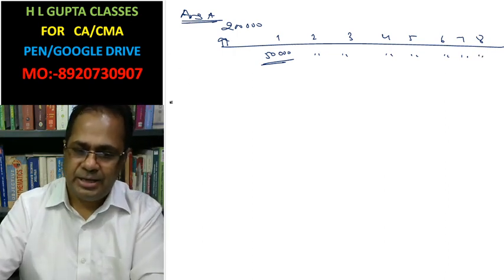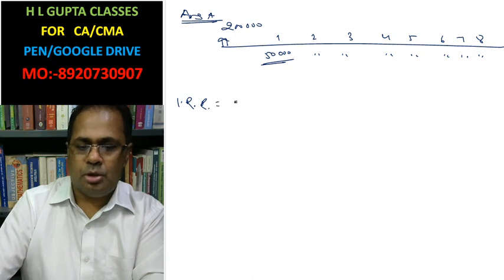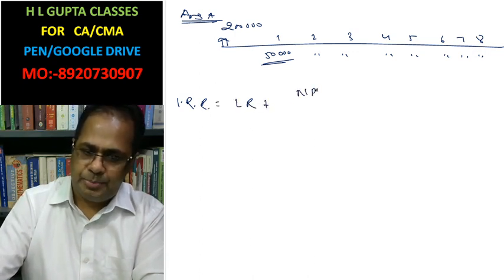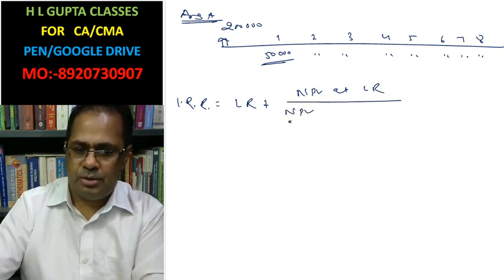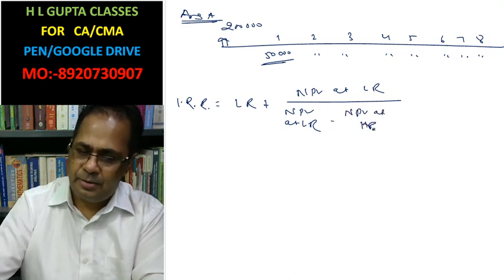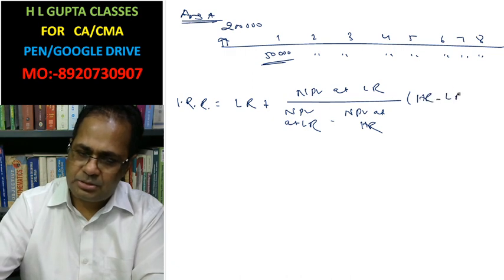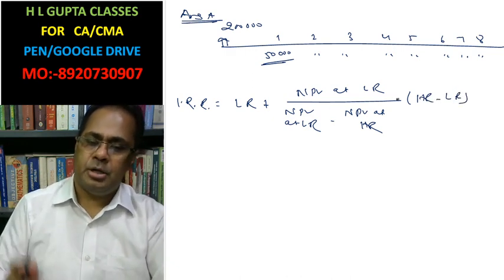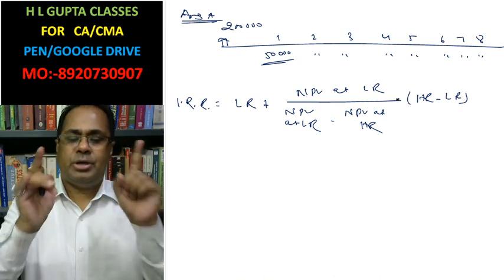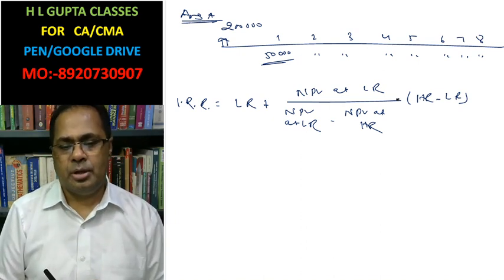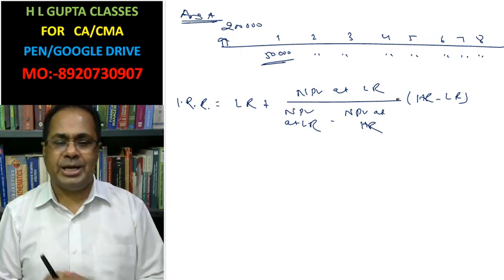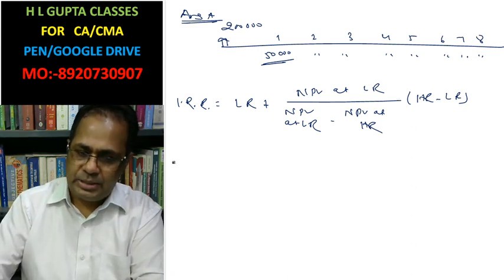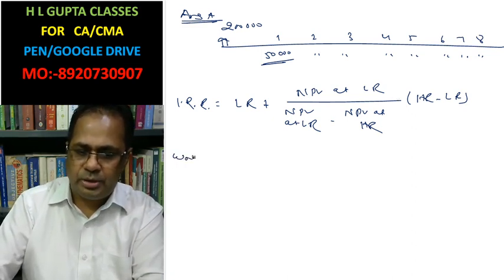The formula of IRR is: lower rate plus net present value at lower rate, divided by net present value at lower rate minus net present value at higher rate, into higher rate minus lower rate. This is the formula for IRR. Now you have to calculate net present value at two rates. One should give positive net present value, one should give negative net present value. For this you have to calculate working note, average return.